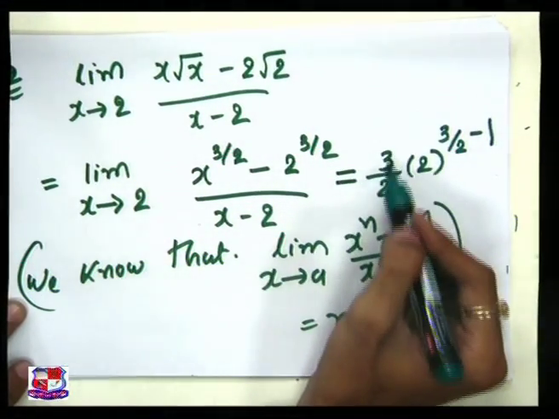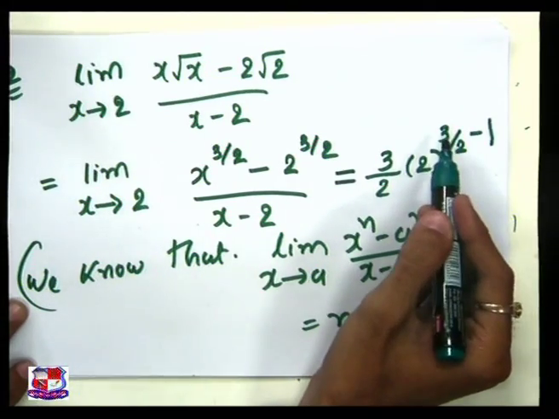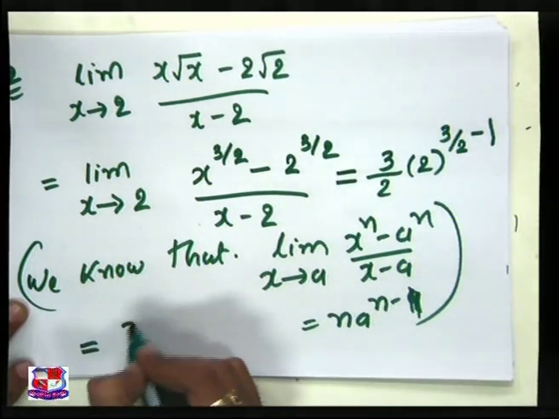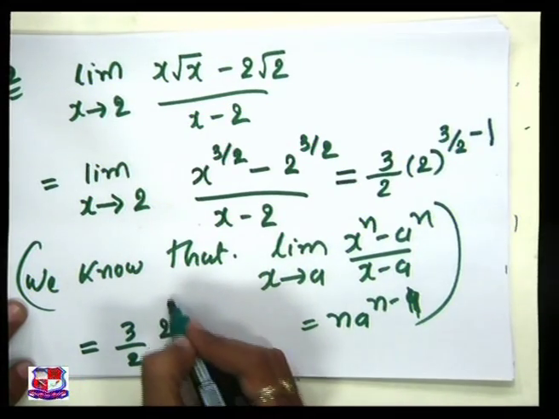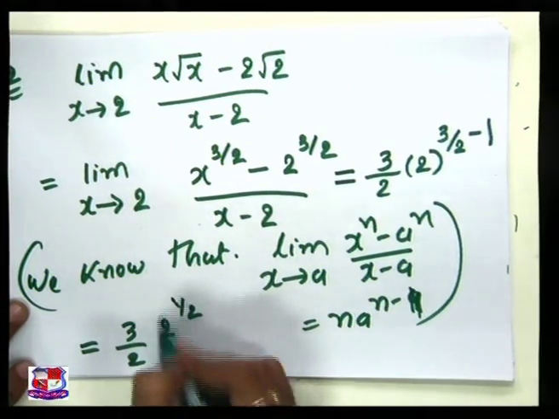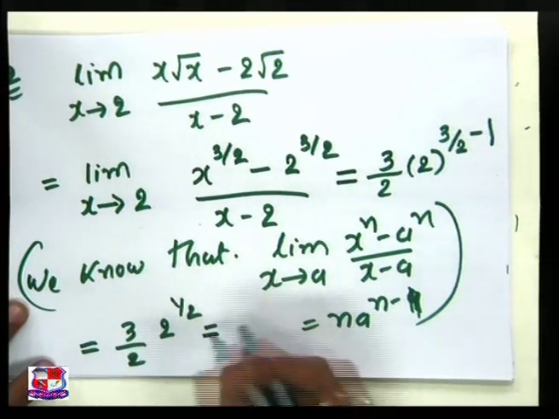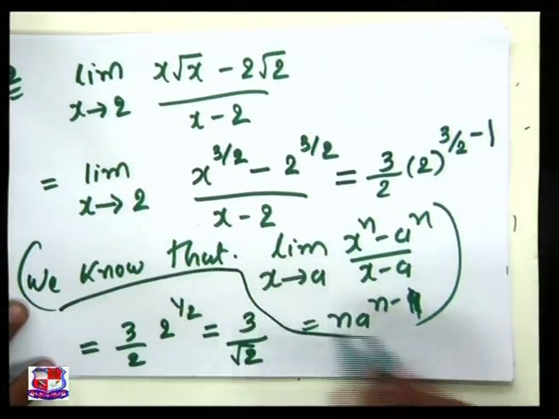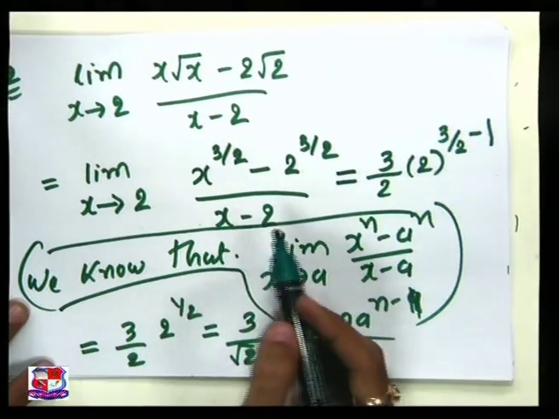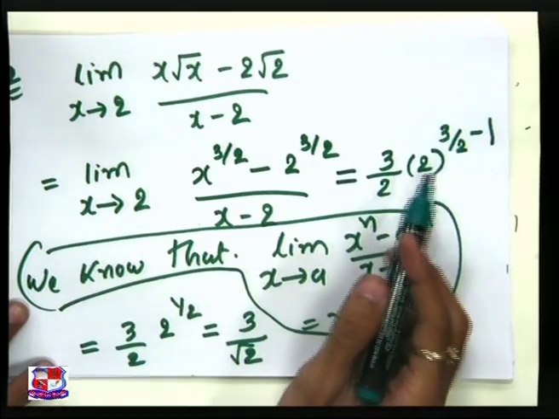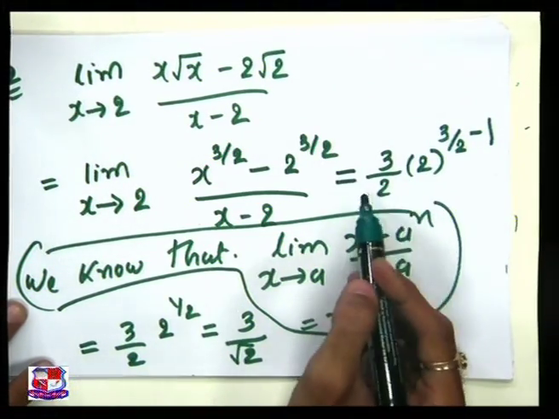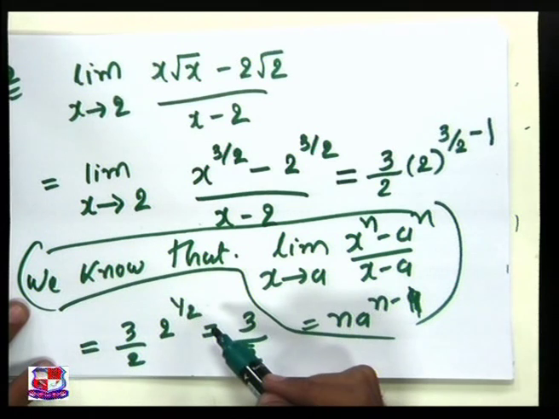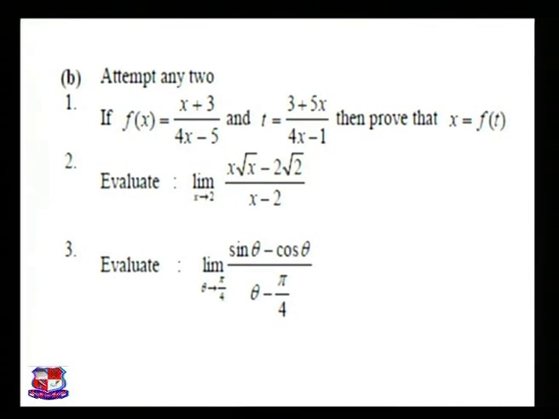So this one is equal to n, that is 3 by 2, a raised to n minus 1, that is 3 by 2 minus 1, that is equal to 1/2. So our answer is 3 by 2 into 2 raised to 1/2, that is equal to root 2. So this one is equal to 3 upon root 2 into root 2 upon 2. Here root 2 into root 2 will be cancelled out. So our answer is 3 by root 2. So this is the solution of question 2B second example.